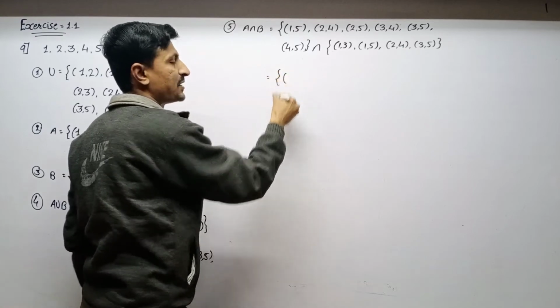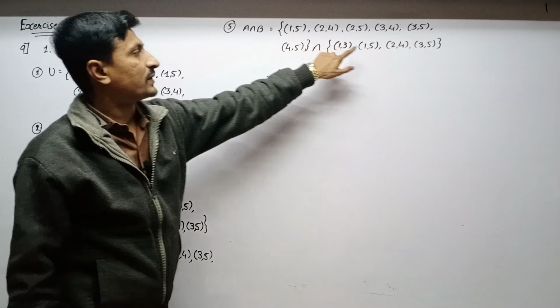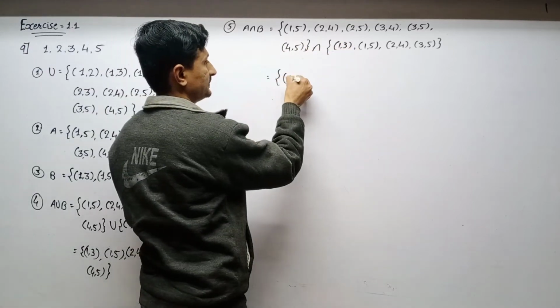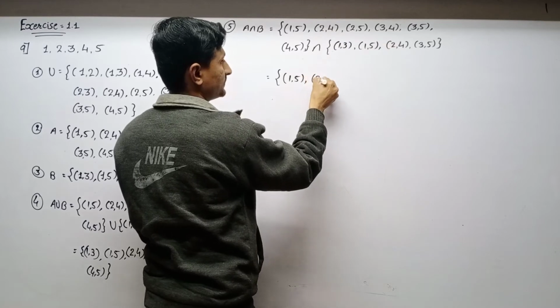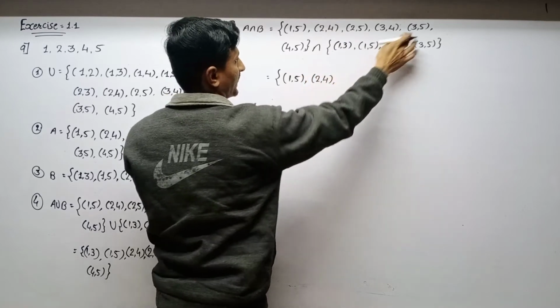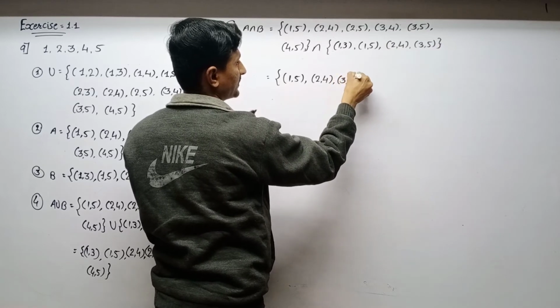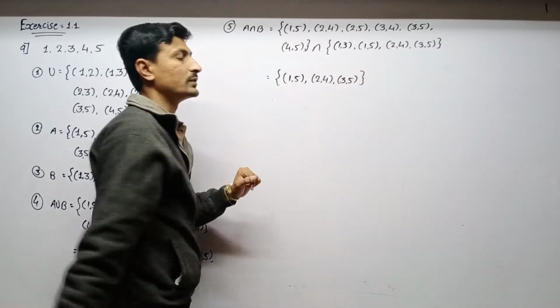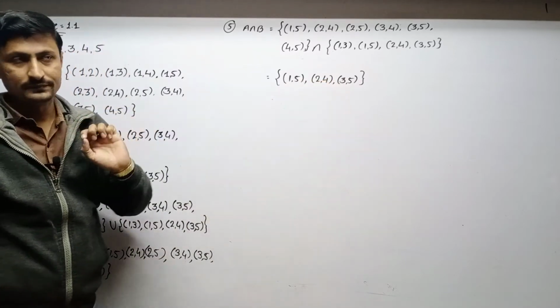Intersection means the same members in both sets. (1, 5) and (1, 5), (2, 4) and (2, 4), (3, 5) and (3, 5). Okay, 3 outcomes are the same in both sets: (1, 5), (2, 4), (3, 5).